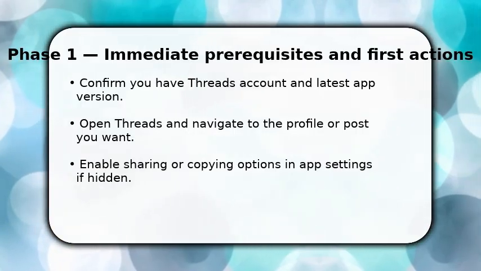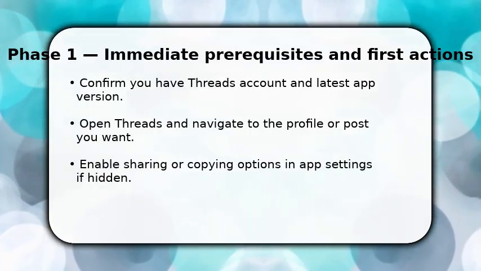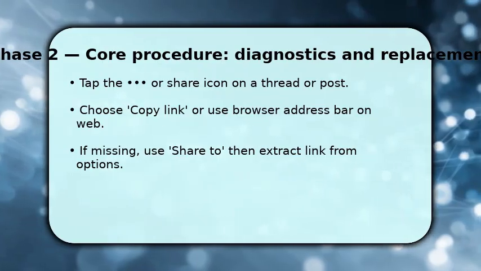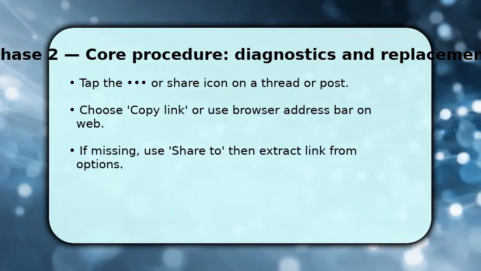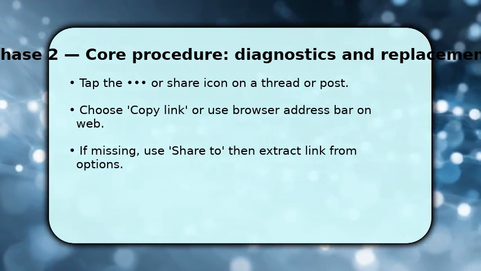If you're on web, sign in and open the thread in its own tab so you can access browser address actions next. You now find the exact link. Tap the three-dot menu or share icon on the target thread. On mobile, choose Copy Link when visible. On web, copy the URL from the address bar.